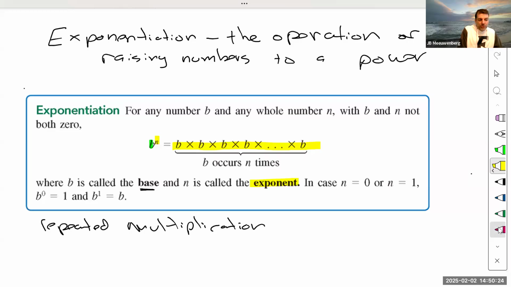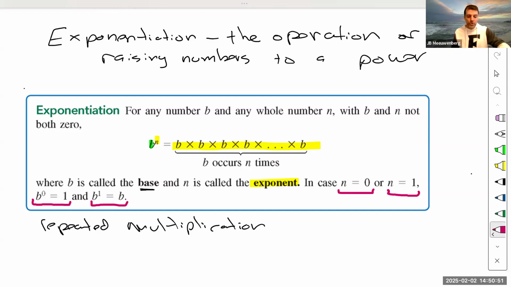Now, there are a couple special situations. In the case where n is equal to 0, meaning your exponent is 0, b to the 0 power is equal to 1. Any number with an exponent of 0 is equal to 1. And if n is equal to 1, so your exponent is 1, b to the first power is just b. So it gives the same number back.